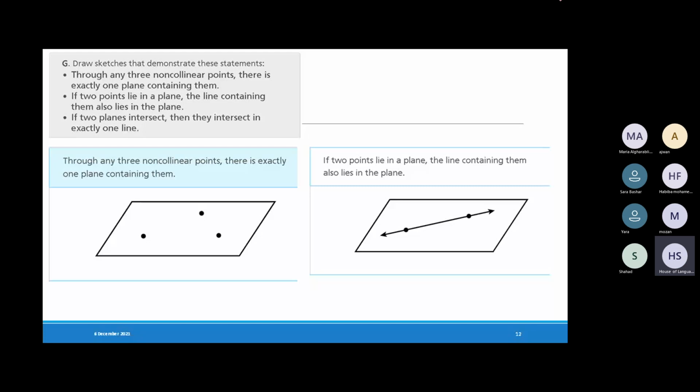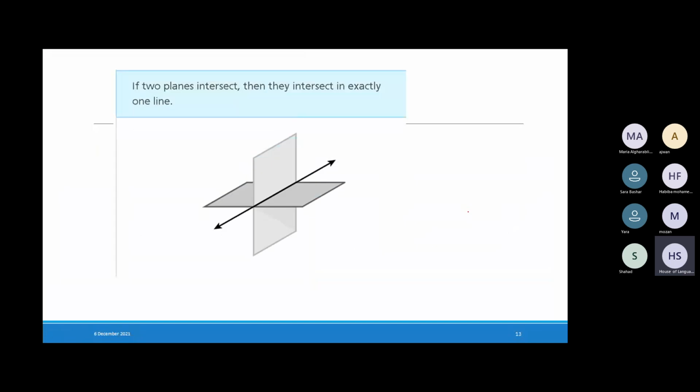Two points. They told me that if there are two points on a plane and you draw a line between them, that means the line is on the plane. Is it okay? Is it true? No, it's okay. Fine. Now the third one.